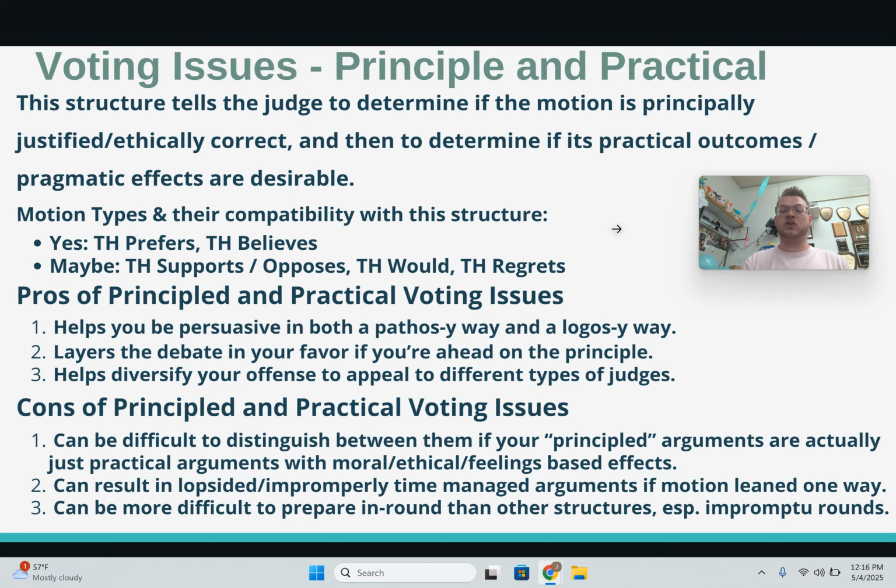It also helps diversify your offense to appeal to different types of judges. LD judges or maybe more lay judges might be convinced by the principal side of the round, whereas the flow-based LD and PF judges might be more convinced by the practical side of the round.